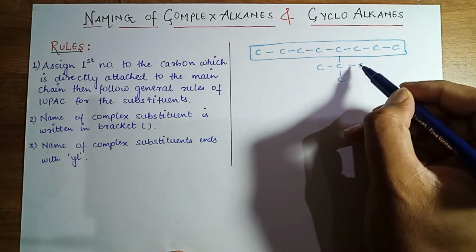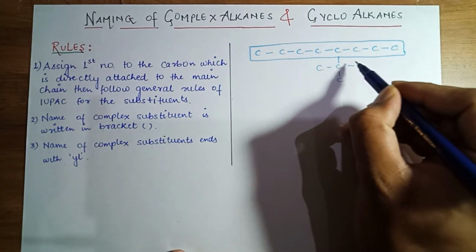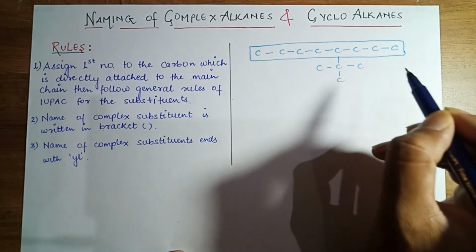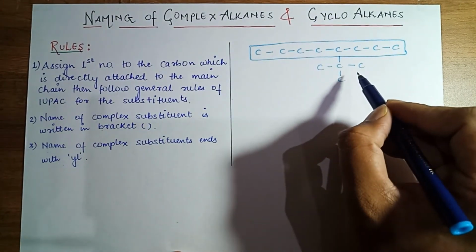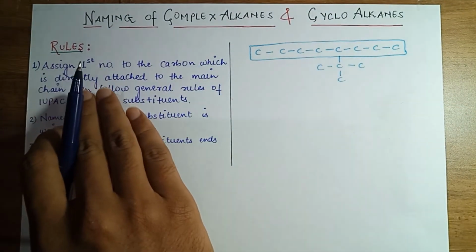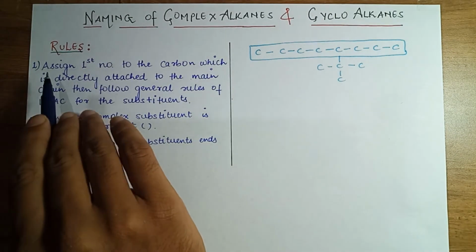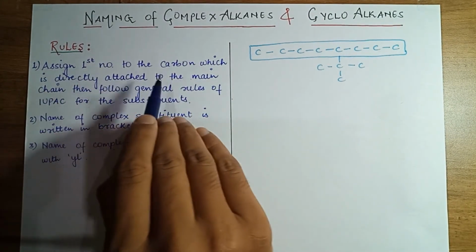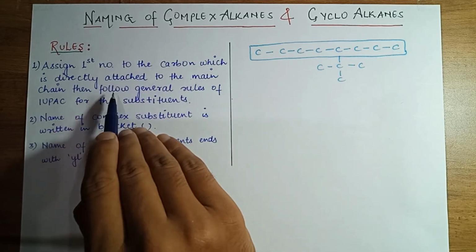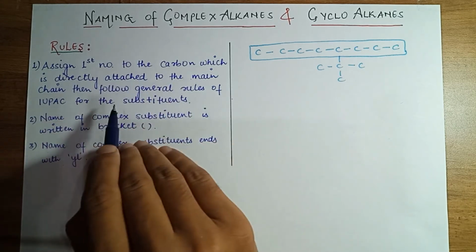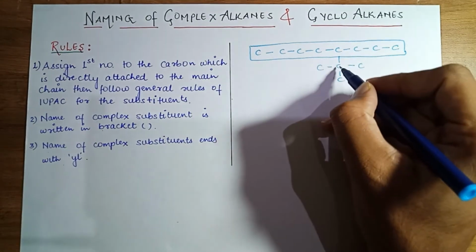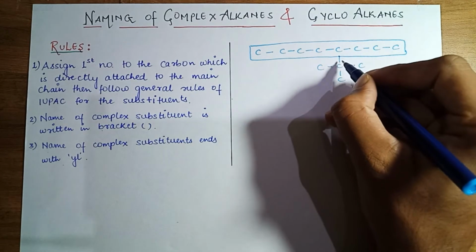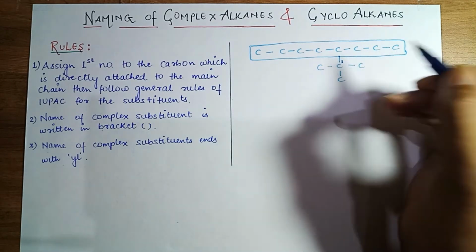Here this is the branching, and it is a complex branching, meaning a complex substituent is present. So how to name this? For this we have a general rule. Rule 1 says: assign the first number to the carbon which is directly attached to the main chain, then follow the general rules of IUPAC for the substituents. So this carbon is directly attached to the main chain, so give the first number to this carbon.